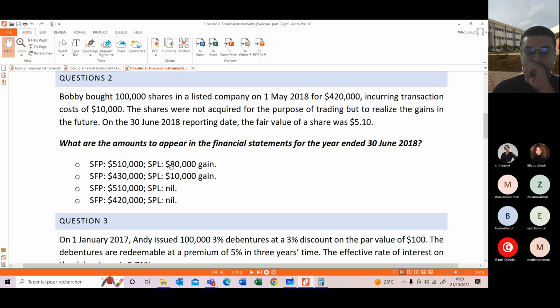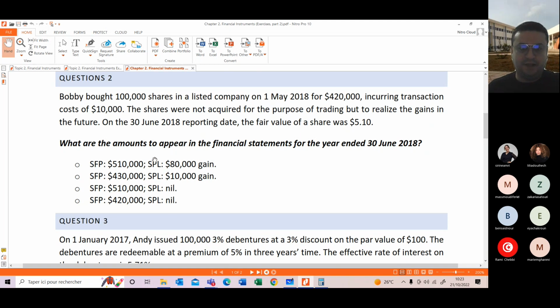So it's not A. Obviously D is correct. I'm sorry, I looked at it as a statement of comprehensive income. Of course, SPL is 0. No, it's C. Yes, you're right about the valuation. That's totally correct. Yes, I'm sorry for that.